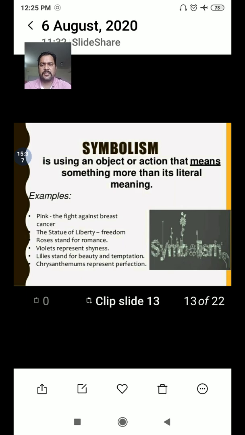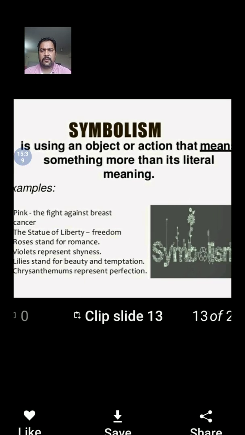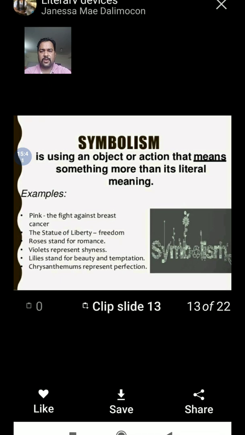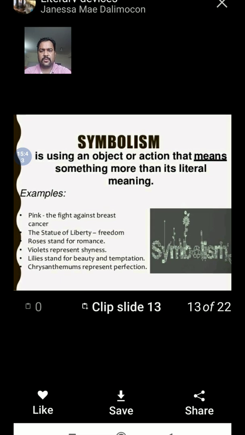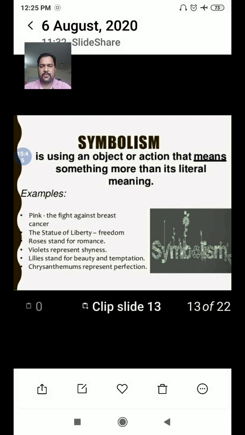Here the Statue of Liberty is used for freedom. Roses stand for romance. Violet flower represents shyness. Lilies stand for beauty and temptation. So these are the examples. This is how the poets and authors, the writers, use symbolism in their poetry and works of fiction.